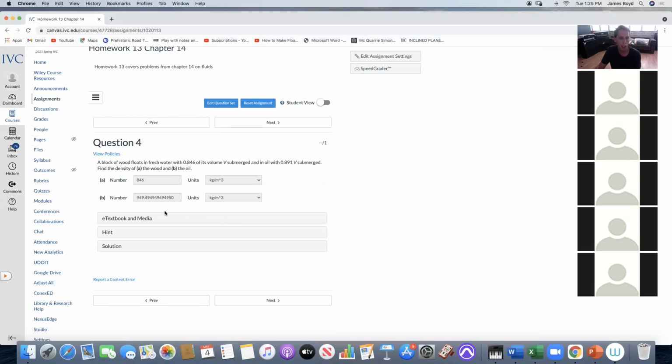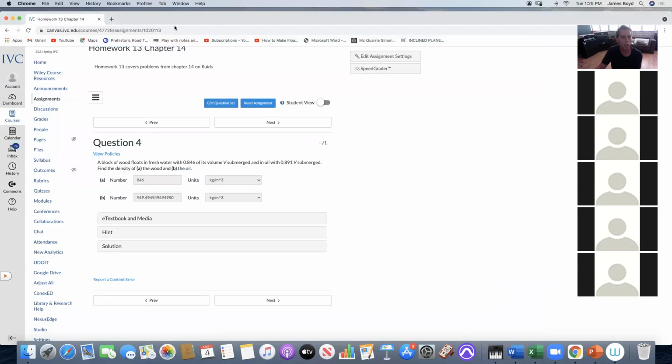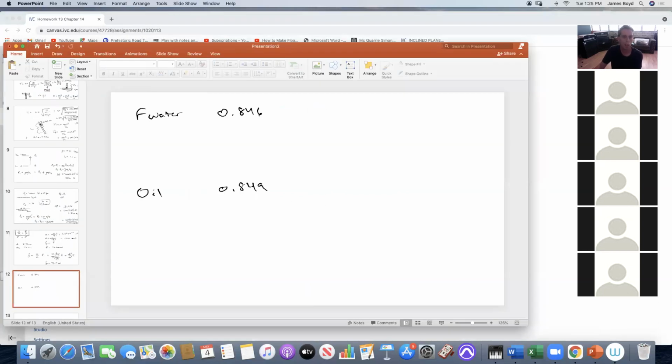Okay, block of wood floats in fresh water with 0.846 submerged, and in oil 0.891. So we want the wood and the density. Fresh water 0.846, and in oil 0.849. Did I get that right? 0.891. Submerged.